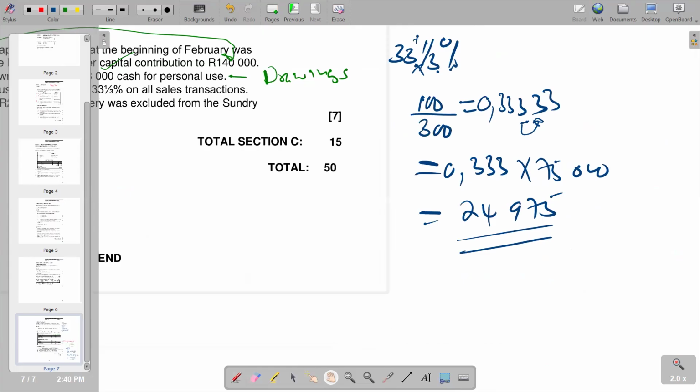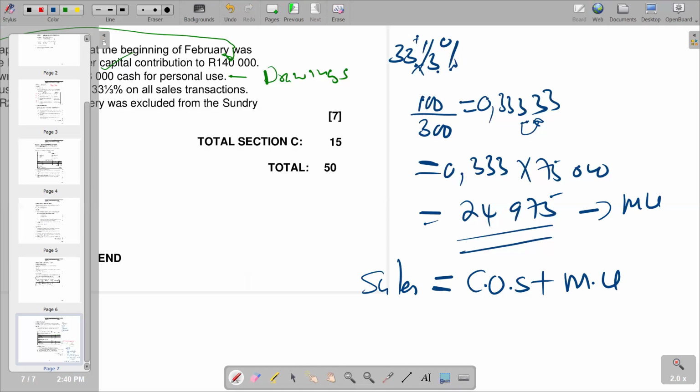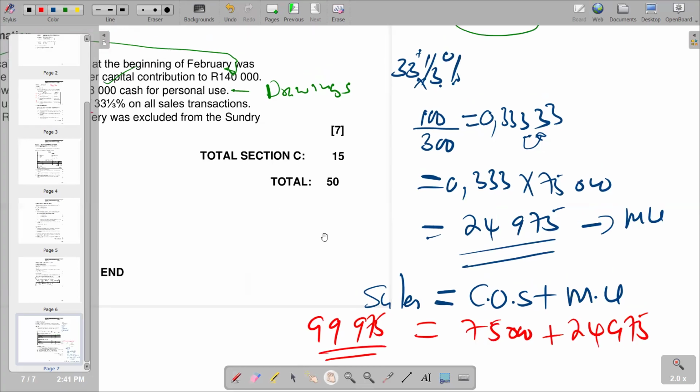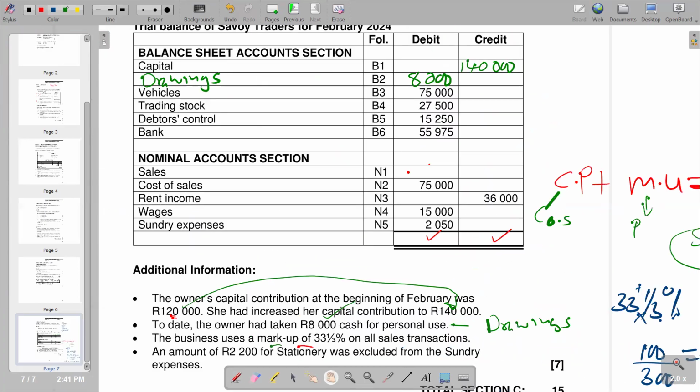So basically, to get your sales, you are now saying it's equal to cost of sales plus your markup. So basically, you are having 75,000 according to what we are given in the trial balance. Then obviously, if we add the two, the total that you are supposed to get is 99,975. So this will be the representation of your sales. So this is the figure that you're going to put here as your sales. You know that sales will be on the credit side, so 99,975.